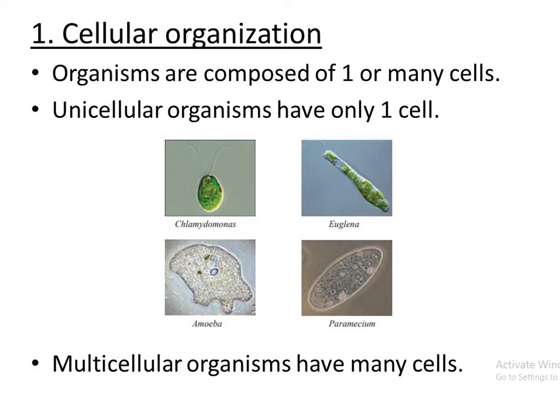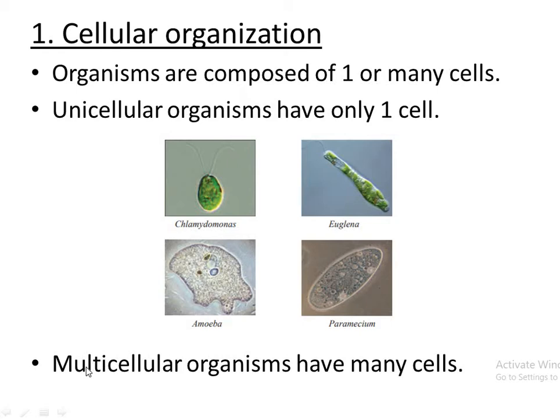Now organisms are composed of one or many cells. Unicellular organisms have one cell, and here you can see some examples for unicellular organisms: Chlamydomonas, Euglena, Amoeba, Paramecium. They are made up of one cell, and therefore they are called unicellular organisms. Uni means one, cellular stands for cell, so unicellular means one-celled organisms.